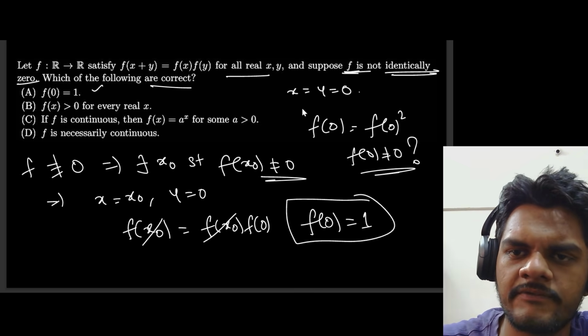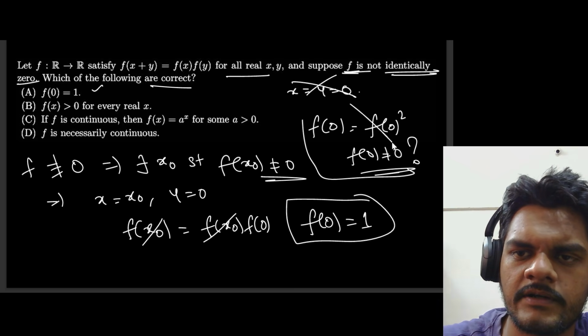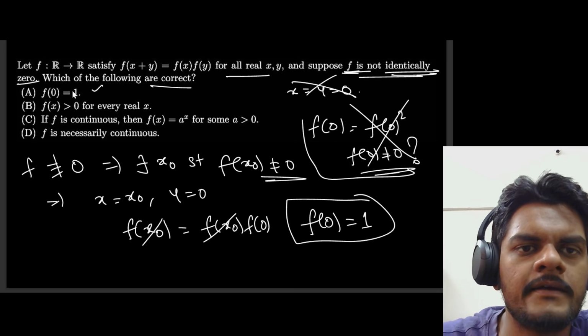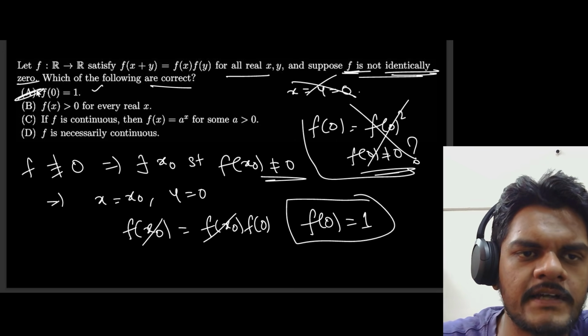We cannot directly tell from here. x equal to y equal to 0 won't work. All right, we have to use this: f is not identically equal to 0. Fine. Which of the following are correct? Okay, so this is correct.